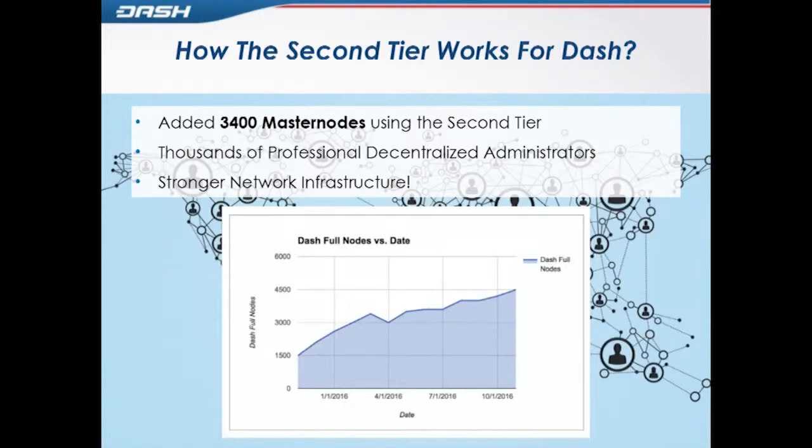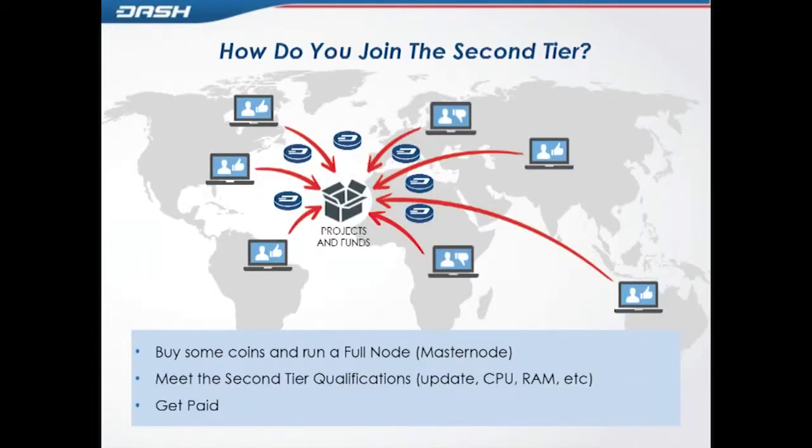So how do you run one of these master nodes on our network? Well, all you do is you buy some coins. These nodes are collateralized, which means that they can't be faked. And all you do then is you configure your full node, and then you join the second tier. And you get paid, so you get compensated, and you use that money to pay for the cost of the server.